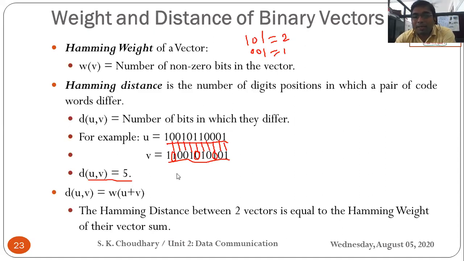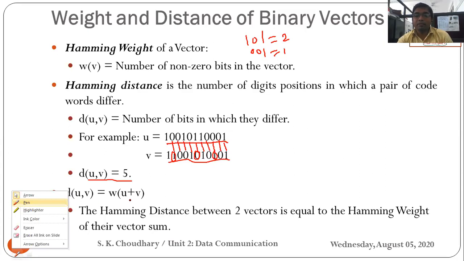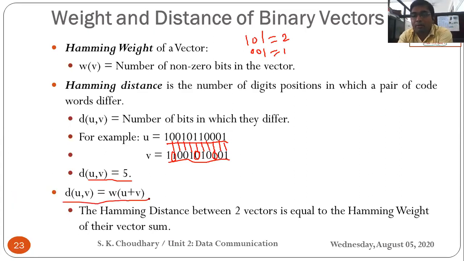Now, one of the properties of the Hamming distance is this: the Hamming distance of two code words is equal to the Hamming weight of the summation of those code words. That means the Hamming distance between two vectors is equal to the Hamming weight of their vector sum. This is a very important property for Hamming weight and Hamming distance.